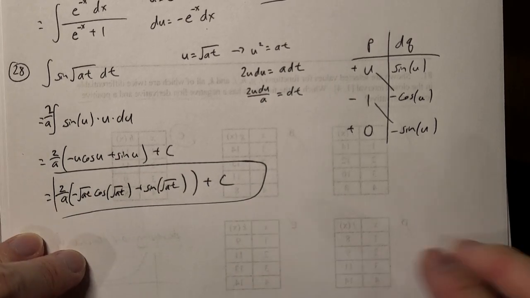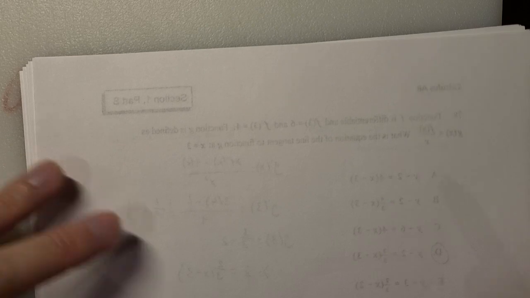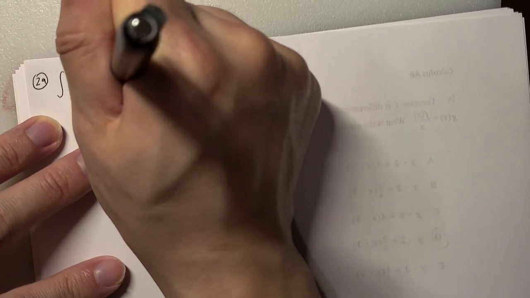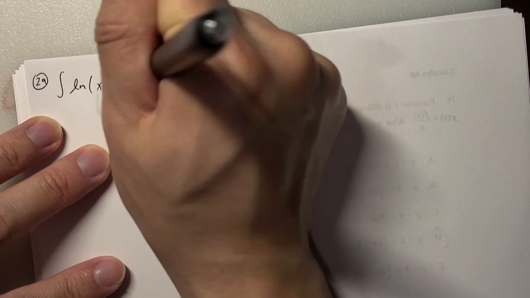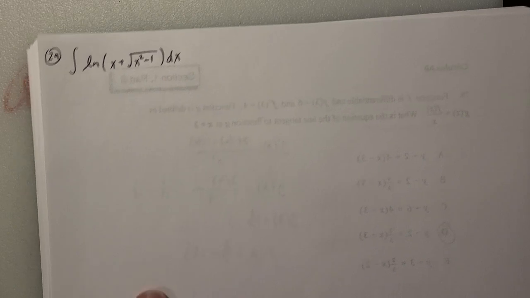Okay, next one is a challenging one. So I solved this one beforehand, and my first attempt didn't work. So let me even explain what I tried to do. So we have the integral of log of x plus square root of x squared minus 1. Okay, we have this integral. How do we go about solving this?